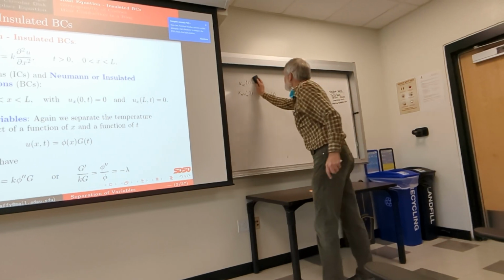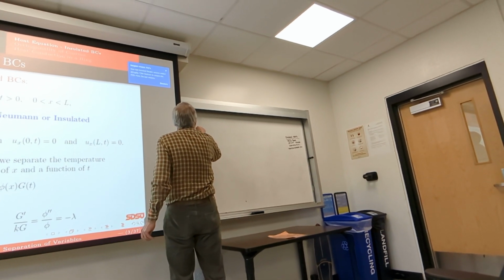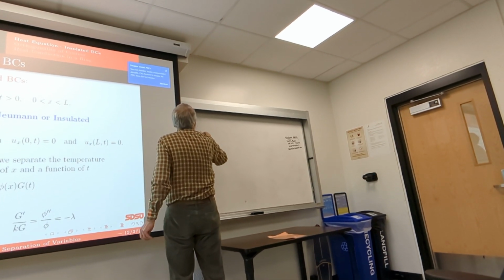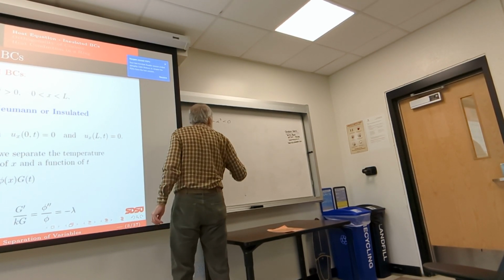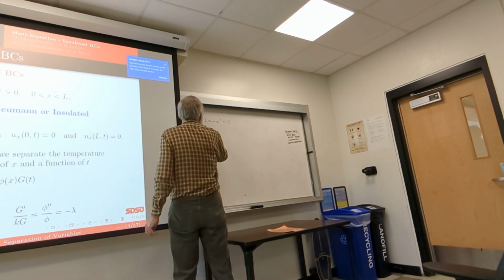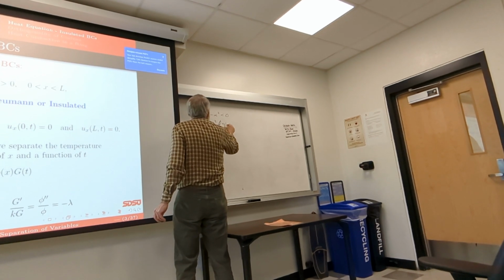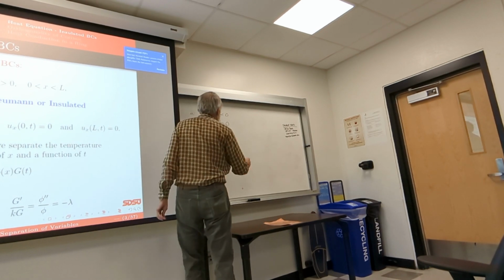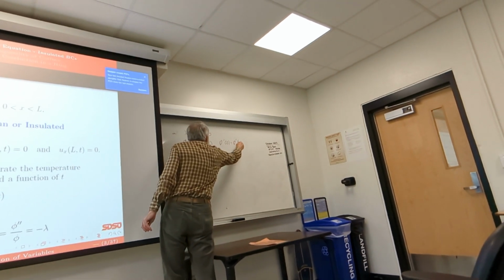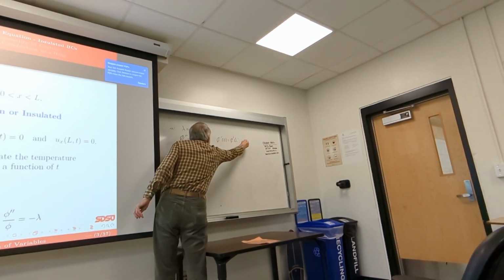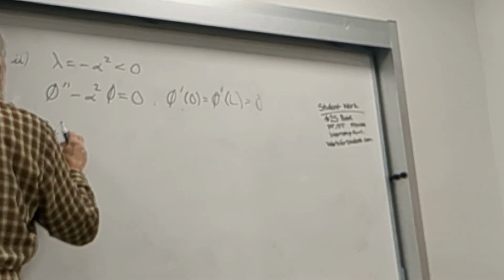Okay, so the next case we're going to look at lambda is equal to minus alpha squared less than 0. All right? And so we're looking at phi double prime minus alpha squared phi equaling 0, same boundary conditions. Phi prime of 0 equals phi prime at L equals 0.